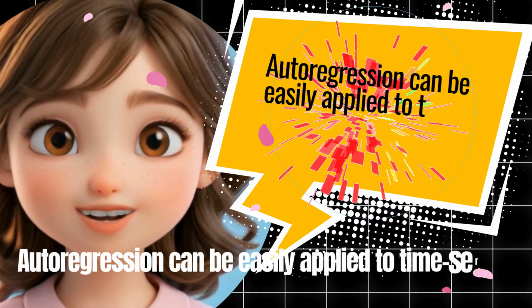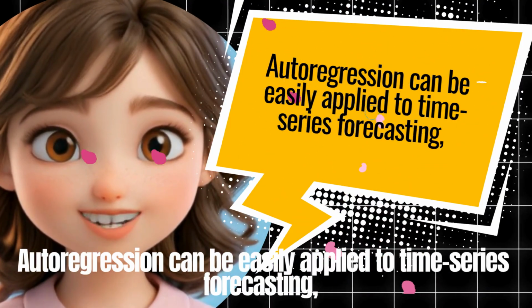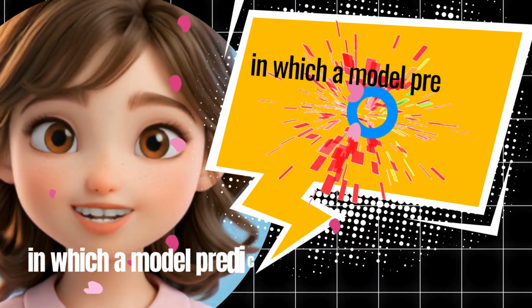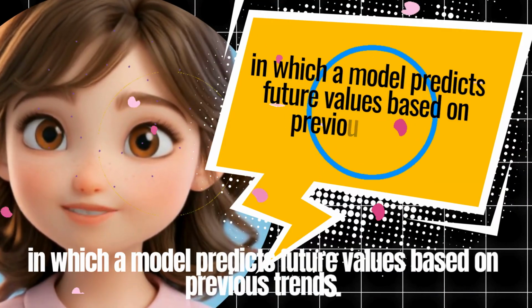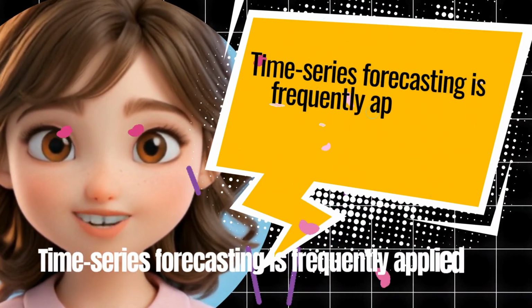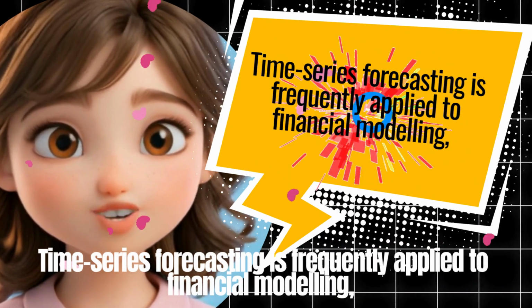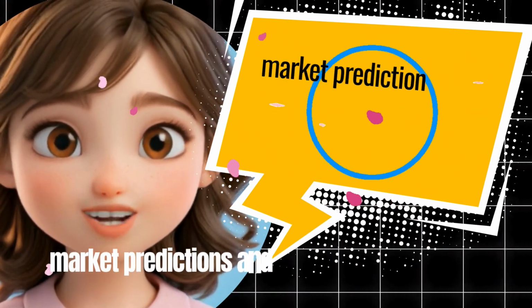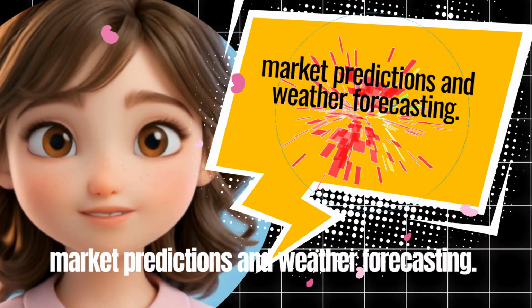Autoregression can be easily applied to time series forecasting, in which a model predicts future values based on previous trends. Time series forecasting is frequently applied to financial modeling, market predictions, and weather forecasting.